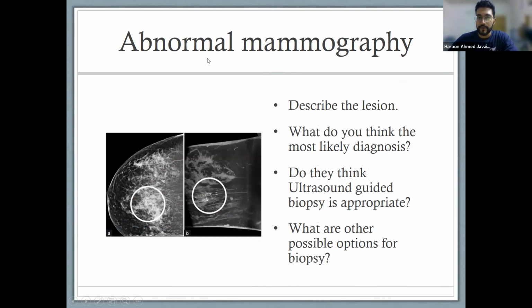Okay, now what do we see? We see an abnormal mammogram. So what do we see? We see a spiculated lesion. We see that it has rough borders. There's a lot of calcification that we can see. It's in one precise area. We see that there's calcification in one precise area. So this is most probably a cancerous lesion.